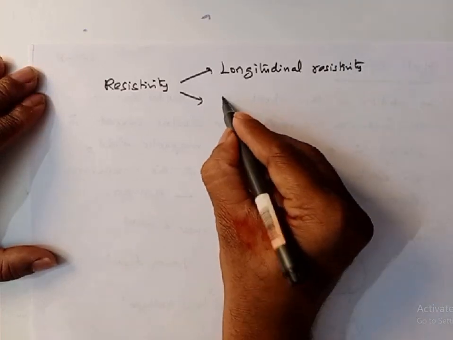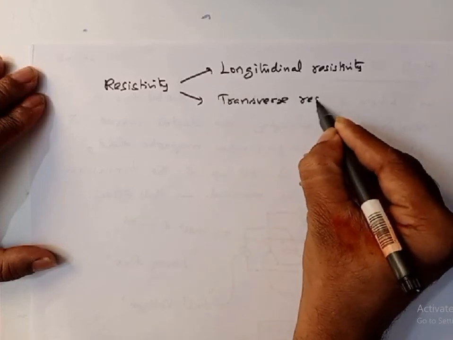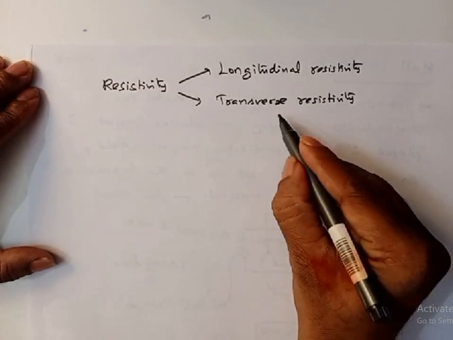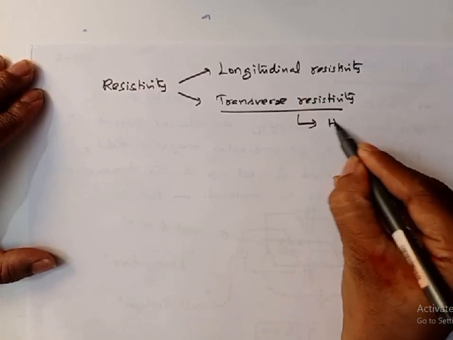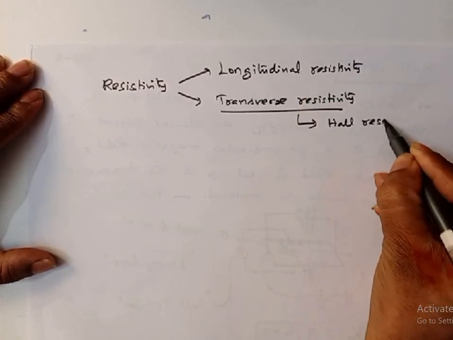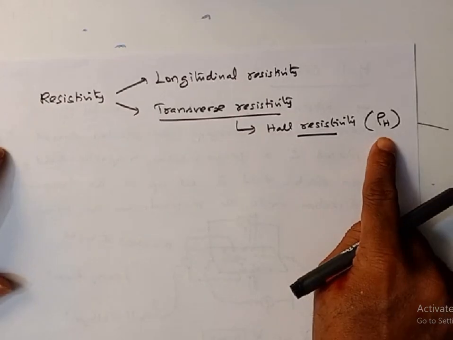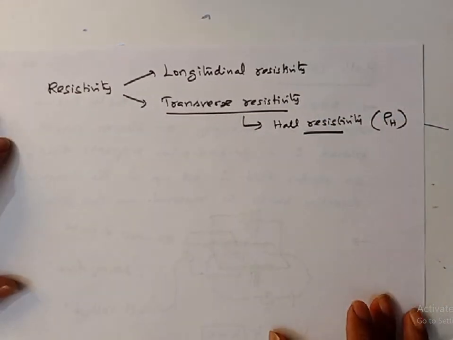Okay, and the other one is transverse resistivity. This transverse resistivity is due to the Hall effect, so it is also called Hall resistivity. Let me represent this by the symbol rho H. Rho is the usual symbol for resistivity. So rho H indicates Hall resistivity.